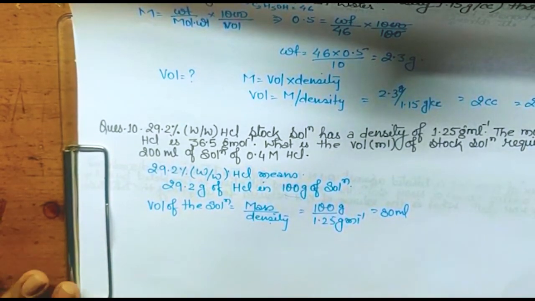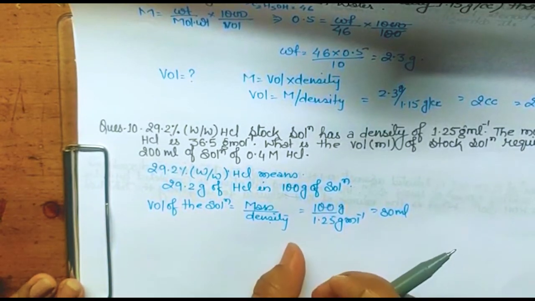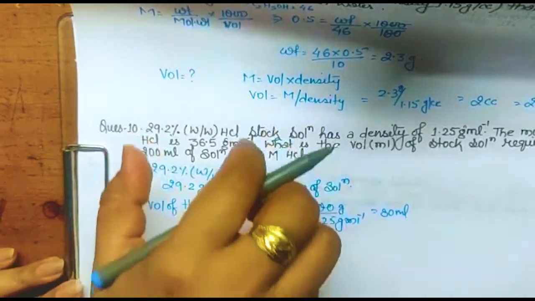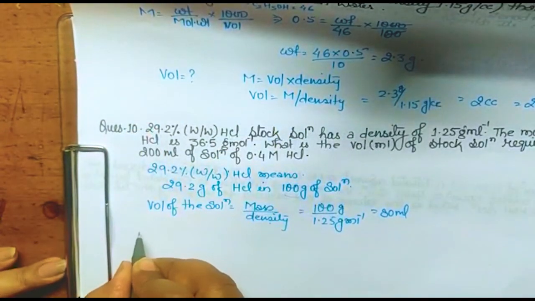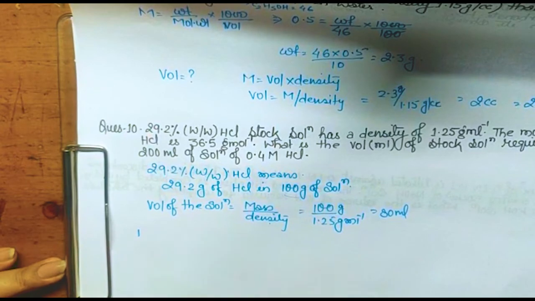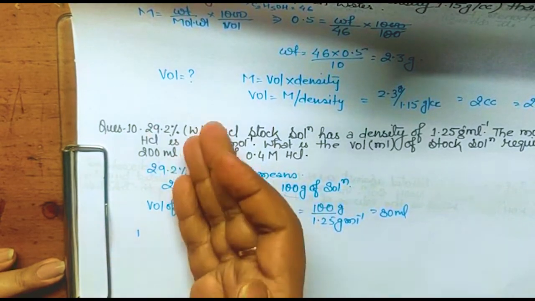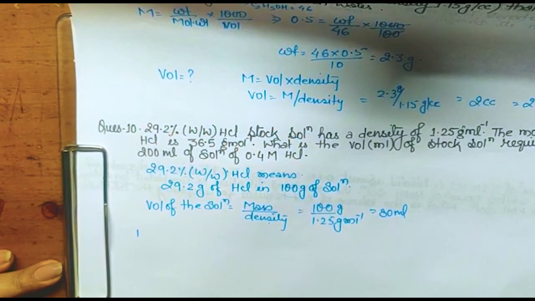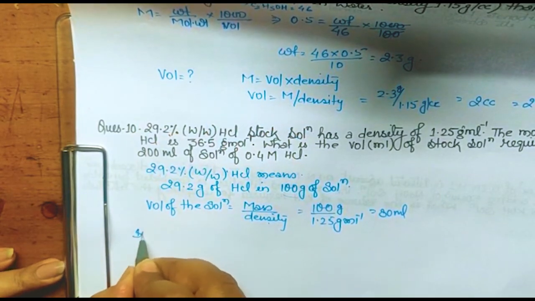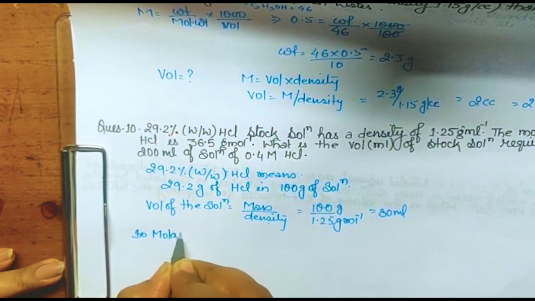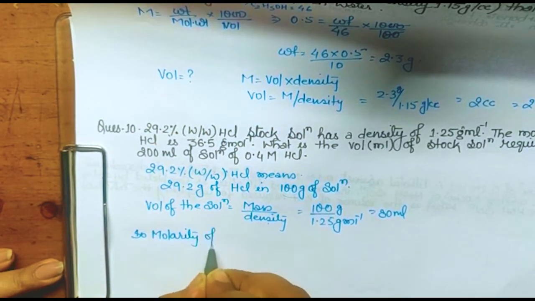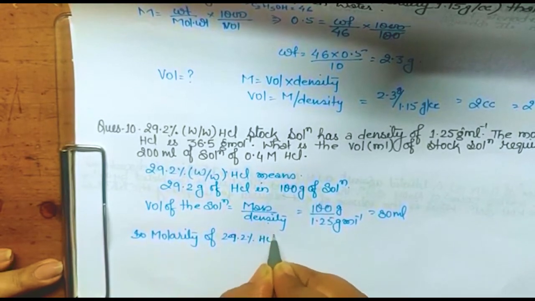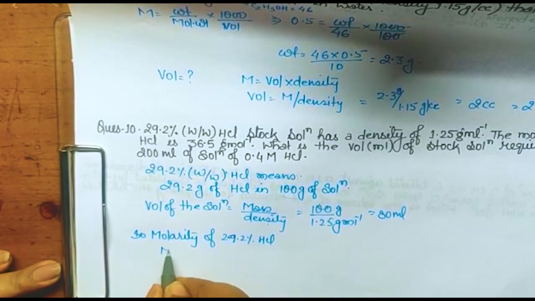So this is 80 ml. Now we got the volume. Now we will find the molarity. So molarity of this HCl. M1 you will find, or you can do it in two ways. First find the molarity of this HCl, and then directly use the formula and put in the values. So molarity of 29.2% HCl is equal to what?